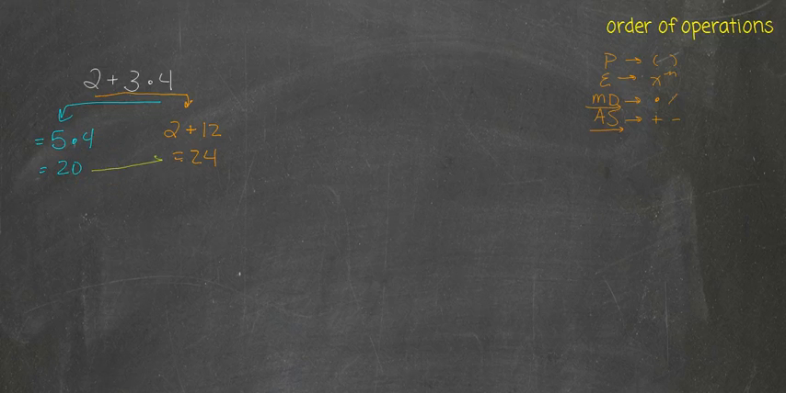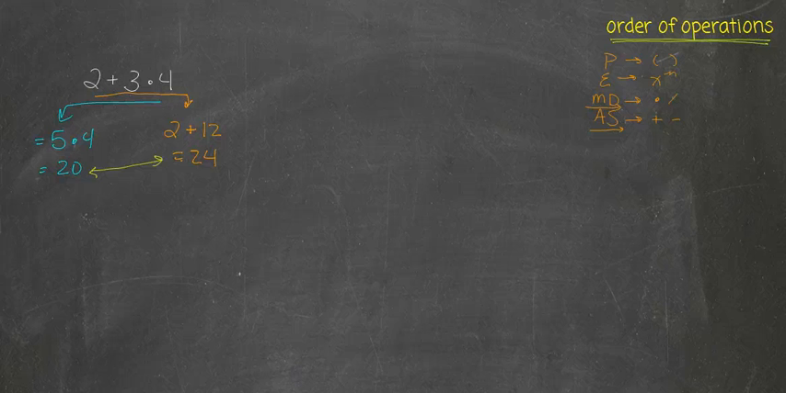So in order for algebra to work, we all have to have a method in a problem like this for us to get the same answer, no matter who works the problem, no matter where in the world they work the problem. They should all get the same answer from 2 plus 3 times 4. So mathematicians a long time ago developed the order of operations, which means the order in which we do operations in an expression.